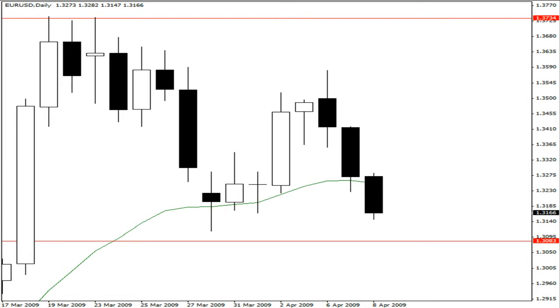Now, let's have a look at the Euro-dollar daily chart. And I want to point out that I'm human. I do lose trades, and in this sample of data, I've had some losses and I've had some wins. I have come out in front.